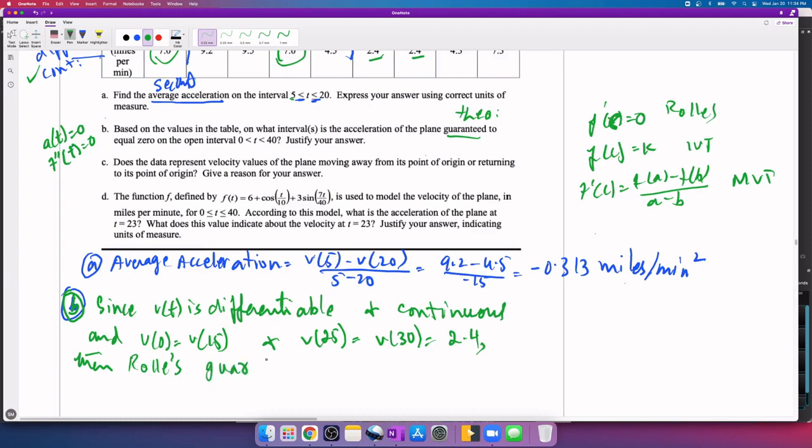guarantees a value on the intervals such that a of t is equal to 0. That's what they say, a of t equals 0.